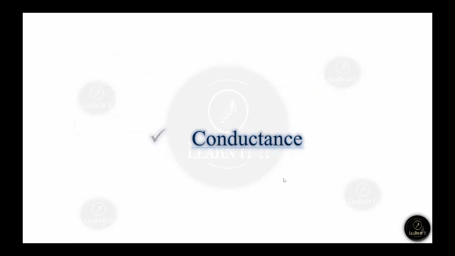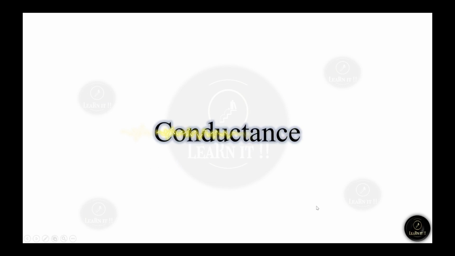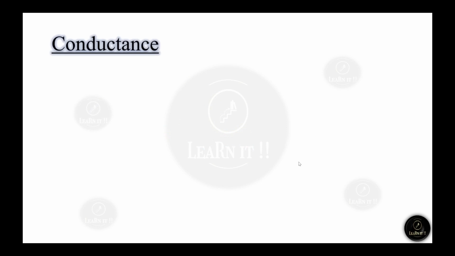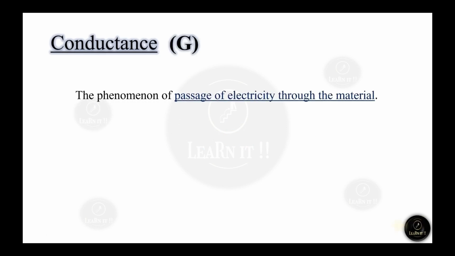Next comes conductance. What is conductance? It is indicated by G. It is the phenomenon or the process of passage of electricity through the material. Its unit is Siemens or mho, which is indicated by the letter S, or the ohm's inverted symbol, that is mho.